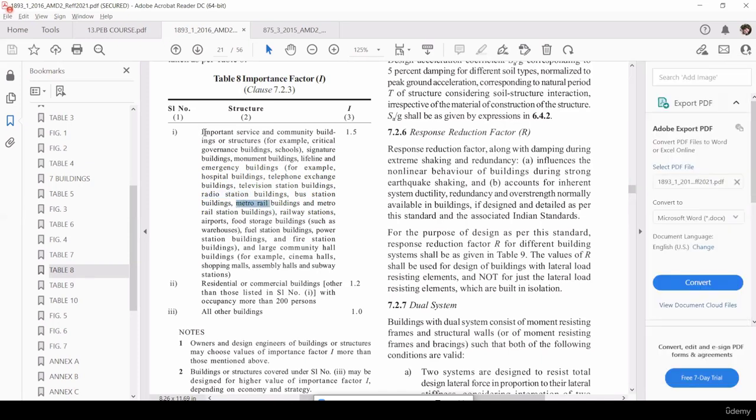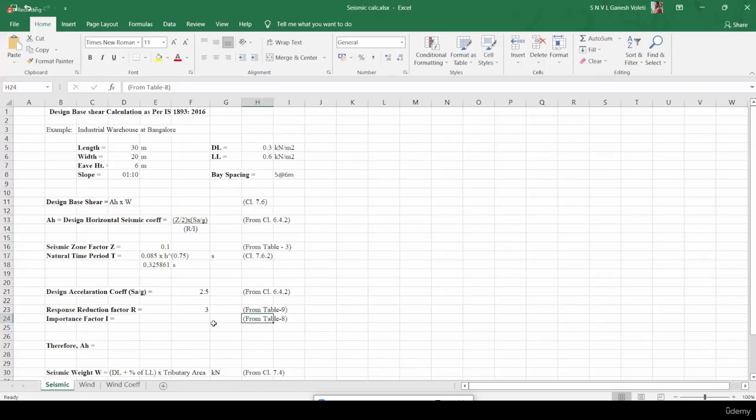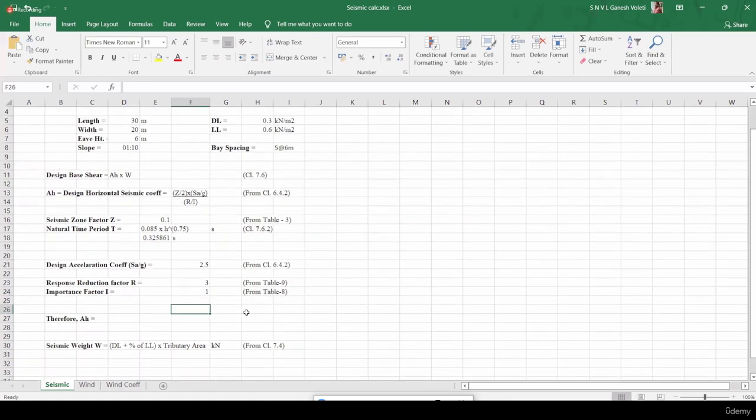So all these come under high importance structures, which have an importance factor of 1.5, and residential comes under importance factor of 1.2. All other buildings you can take importance factor as 1. Since we are taking an example of an industrial warehouse, this does not come under case 1 and 2. So we have to take importance factor as 1 here, right? I'm taking 1. Fine. So all these parameters we have done here.